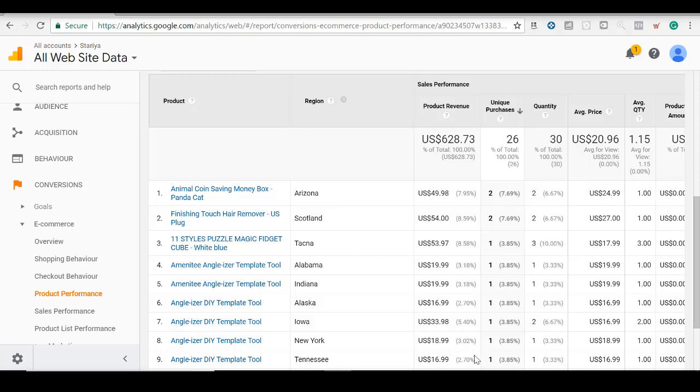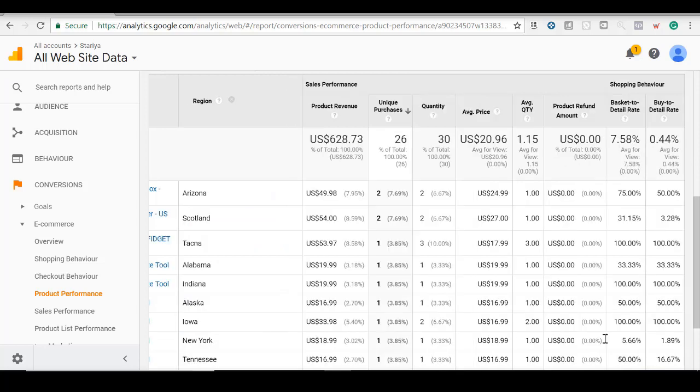But then you can look further along at what had the best basket to detail rate, and you can see that there. Tacna had a good basket to detail rate, Indiana. Obviously the volume is very low because of that test account. You want a lot bigger volume to be able to rely on this data. But if, let's say, that was 2,000, 1,000, 3,000 and so on, then of course you would look at 100%, 50% even.